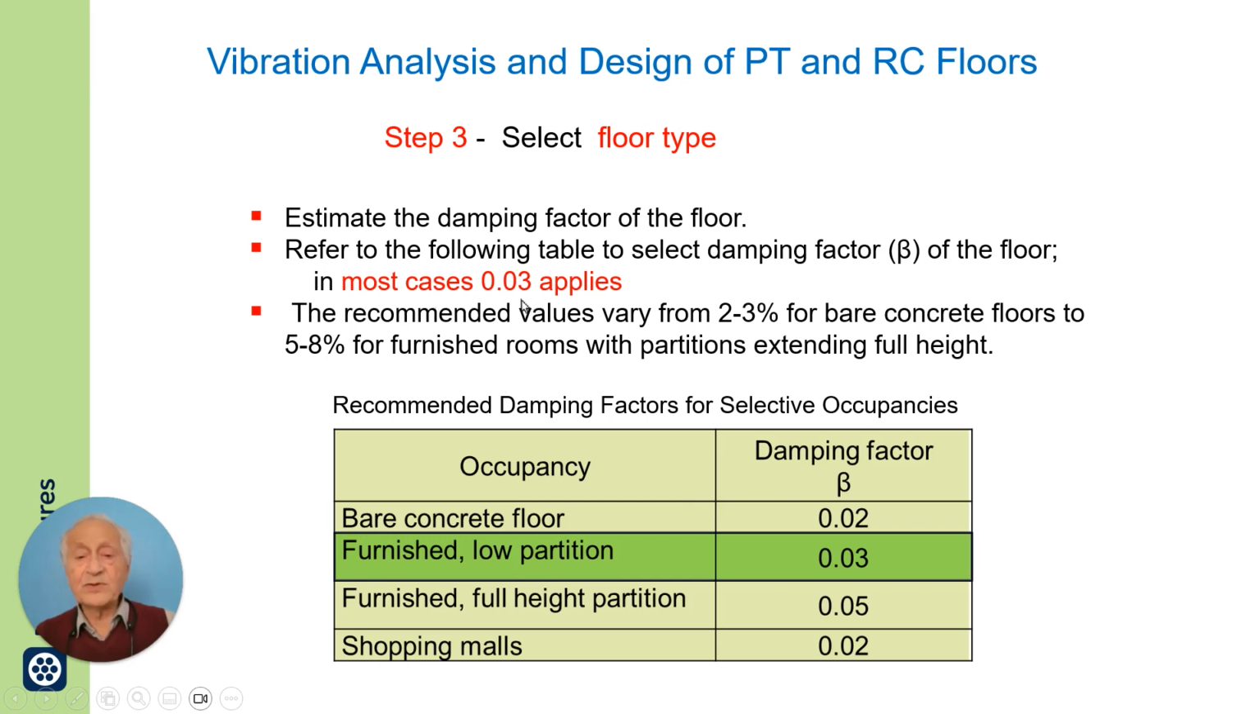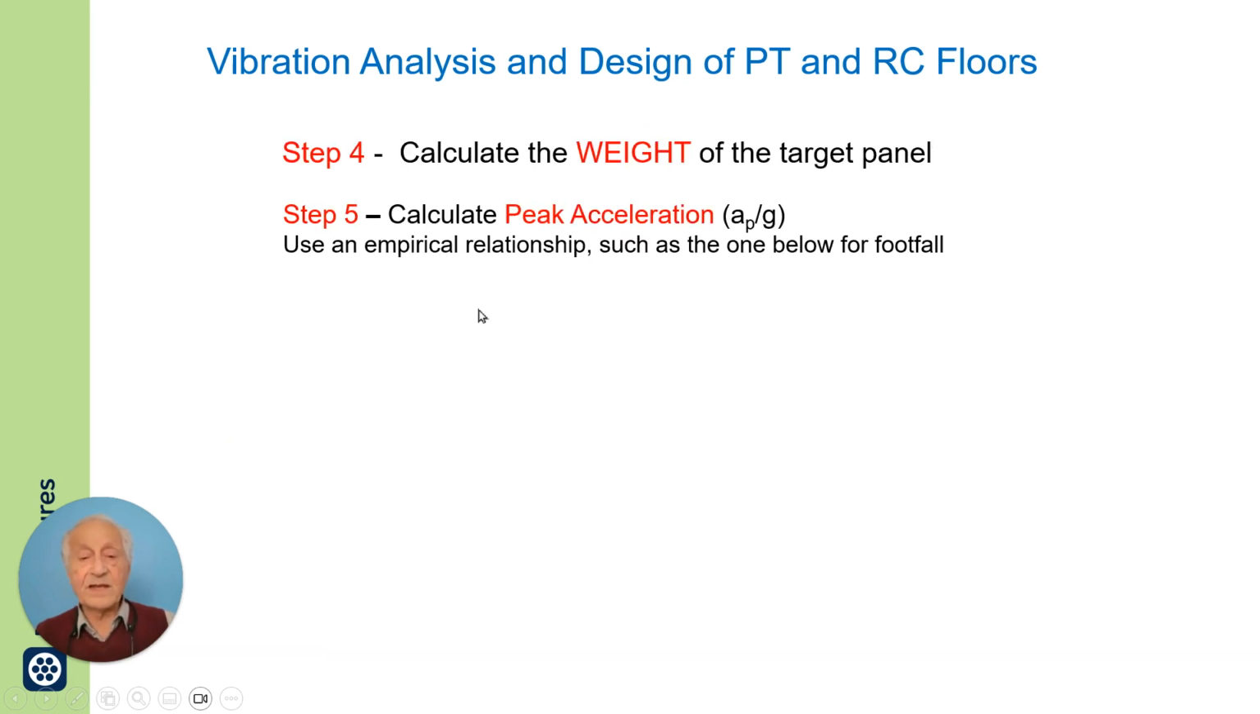Typically, it is 0.03, and the recommended values vary between 2 and 3% for bare concrete and 5 to 8% for furnished rooms. So for office buildings, moderate furniture, it is 3%. So we assume that there is some furniture and it will not be 5. It will be 3%. So we assume 3% in this case.